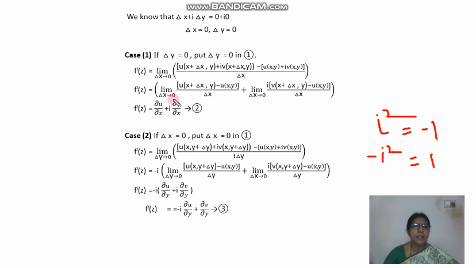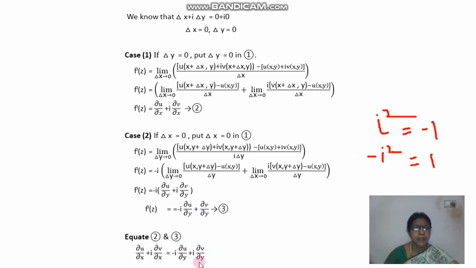Now you compare this equation 2 and equation 3, real parts and imaginary parts. Here f dash z, f dash z, both are same. Now RHS are also same. Now equate the RHS in 2 and 3. See what we get here. Equate 2 and 3, what we get? RHS of 2 is dou u by dou x plus i dou v by dou x. RHS of 3 means minus i dou u by dou y plus i dou v by dou y.